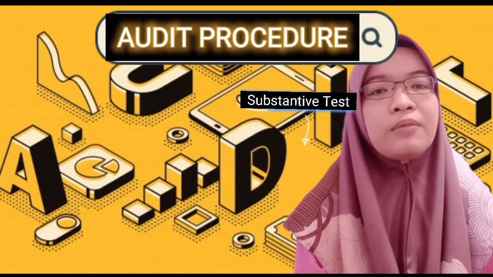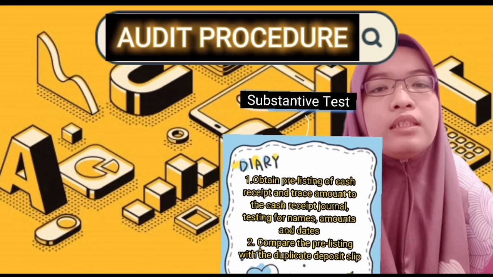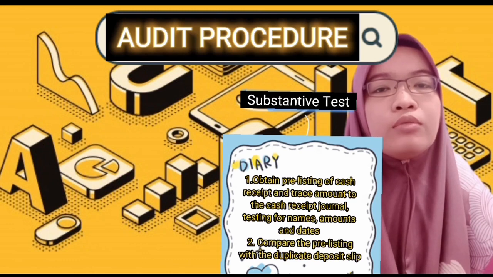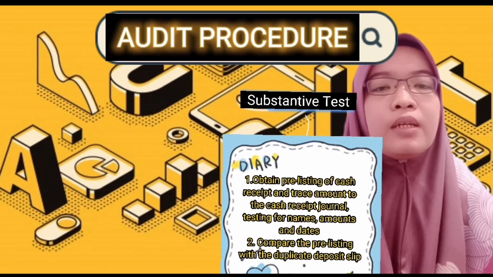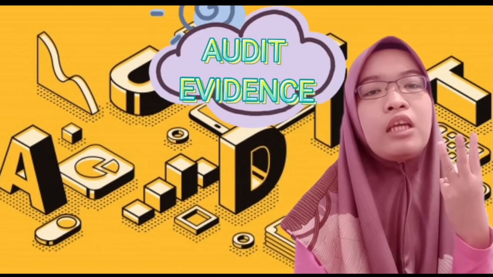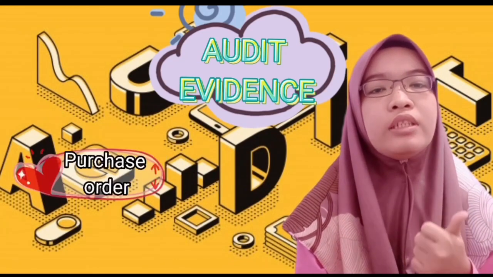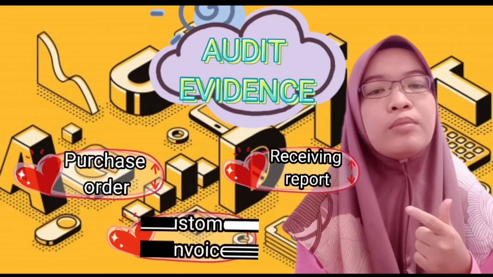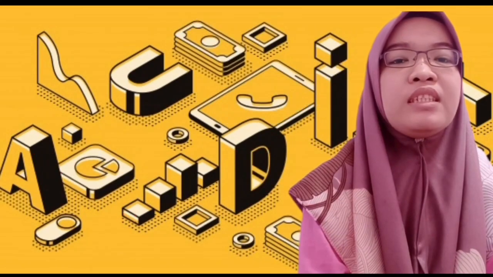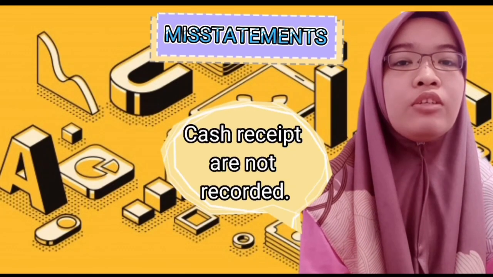There are two substantive tests for this transaction. The first is to obtain pre-listing of cash receipts and trace amounts to the cash receipts journal, testing names, amounts, and dates. The second is to compare the pre-listing with the duplicate deposit slip. There are three audit evidence related to this assertion: purchase order, receiving report, and customer invoice. A possible misstatement of financial position might be that the cash receipts are not recorded.